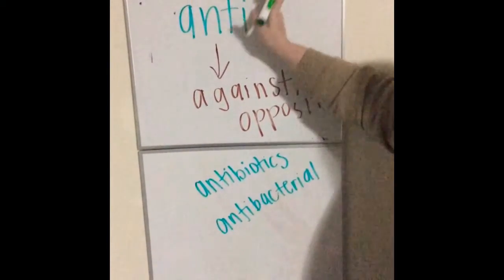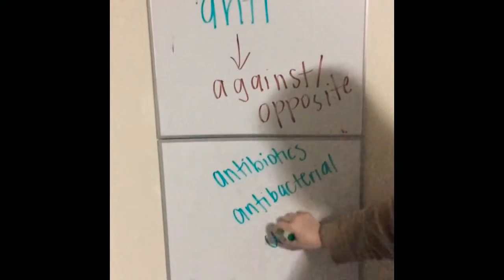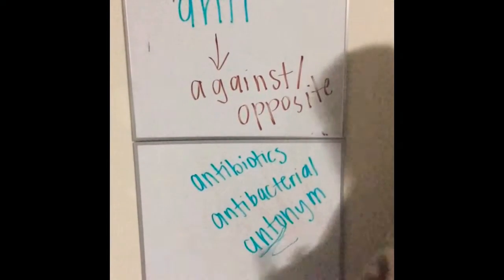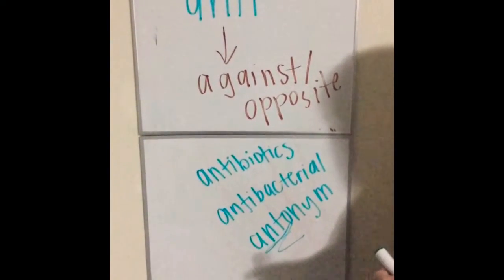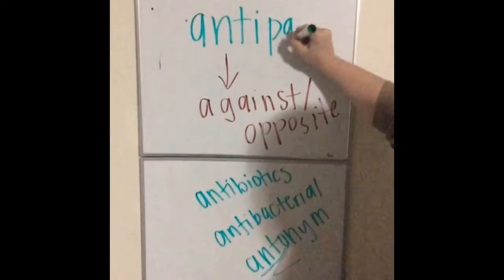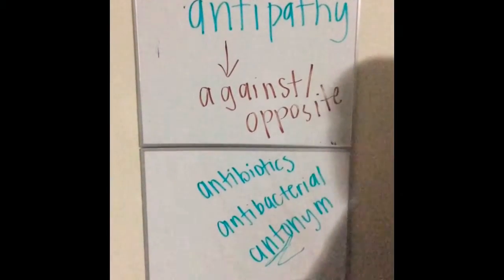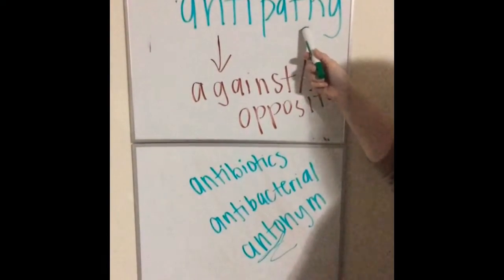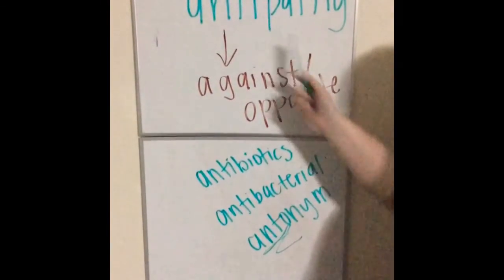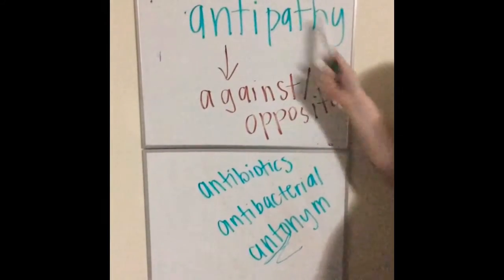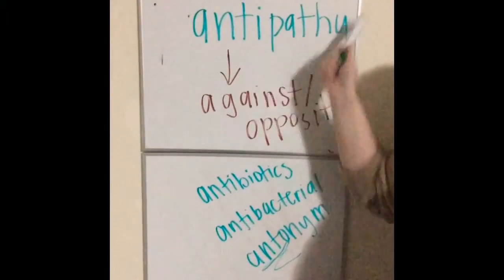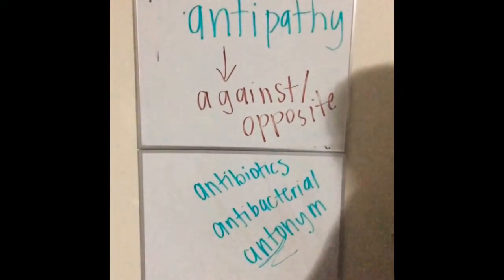You may also see this root shortened, like antonym. We know that antonyms are the words with the opposite definition or the opposite meaning. In this chapter, you'll see Frankenstein say that he has an antipathy for something. Antipathy is a feeling against something. It sometimes can be used as hatred or opposition, but antipathy means you do not like something. You have a feeling against it. So we use that root anti to determine that that's a feeling against someone.